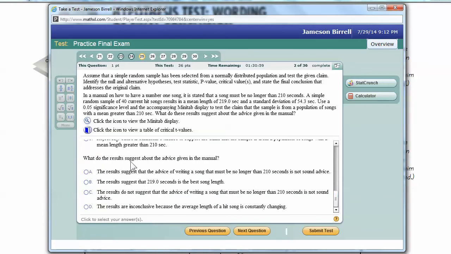What do the results suggest about the advice given in this manual, which said if you want to have a hit song, you've got to have a song that's less than 210 seconds? So suggests it's a good idea, right? Results suggest that the advice of writing a song must be no longer than 200 seconds is not sound advice? No. The results suggest that no.